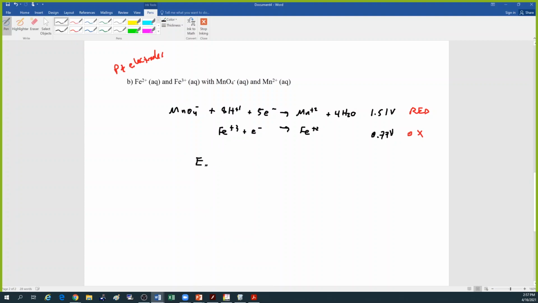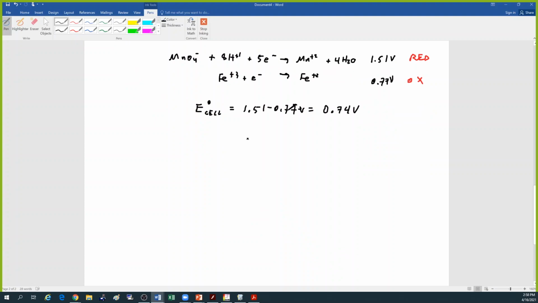We know that E cell, the potential of the cell we build with these systems, is just going to be 1.51 minus 0.77, which is what, point something 4, 0.74? Yeah, I think that's right. Does that look good? Okay, so that's our chemical potential.